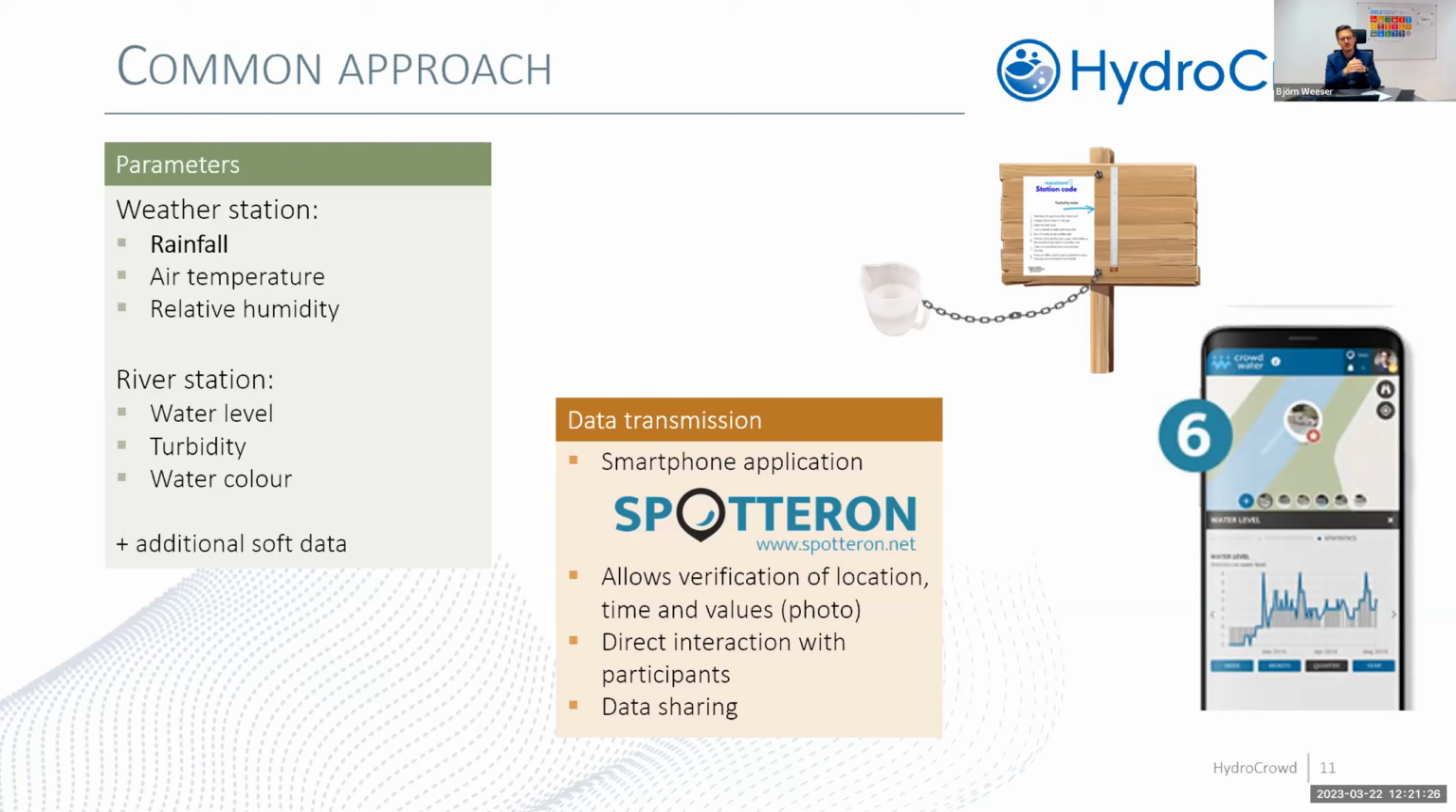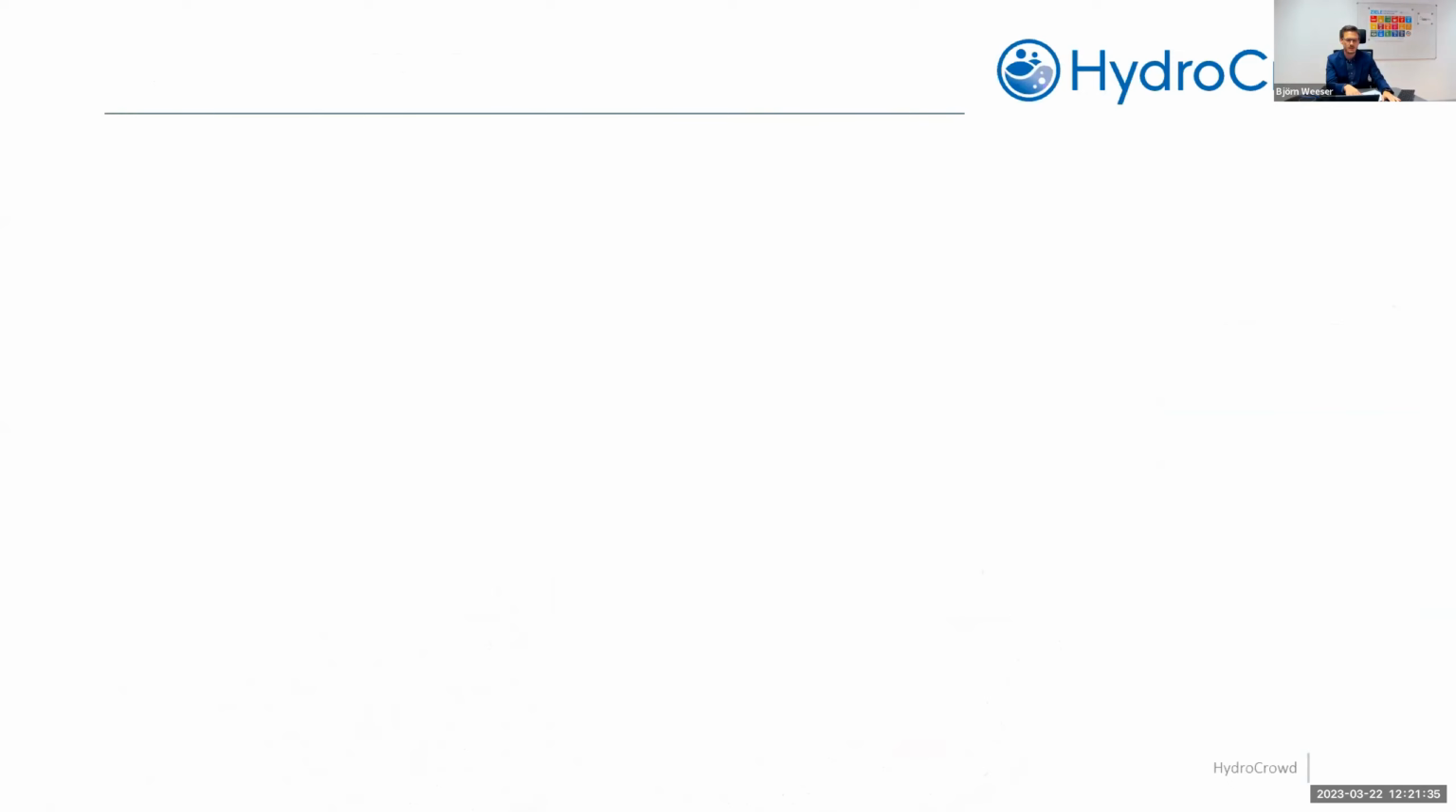And also the water quality monitoring, the turbidity tubes in this case will be really mounted close to the river, so citizens can go there, do the measurement, and then directly transmit the data.